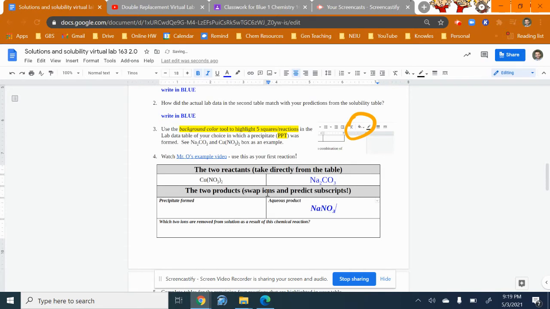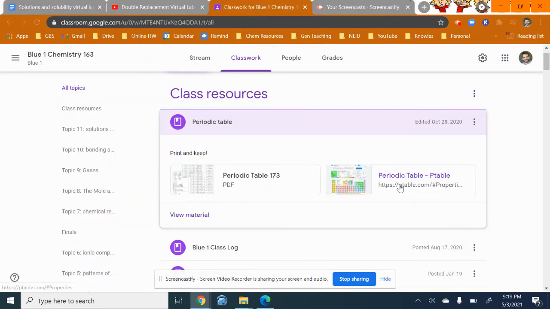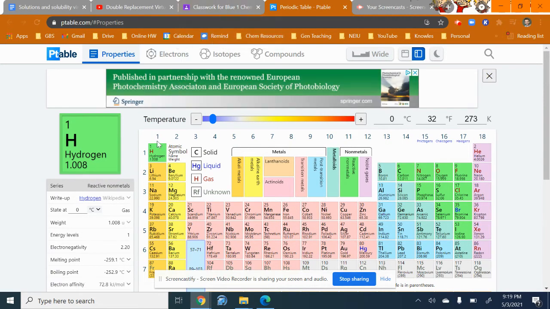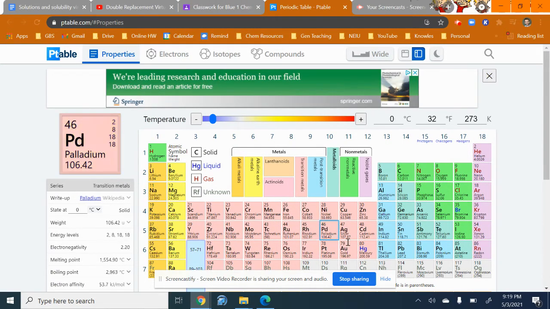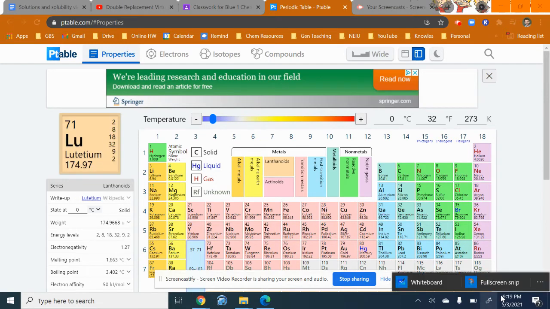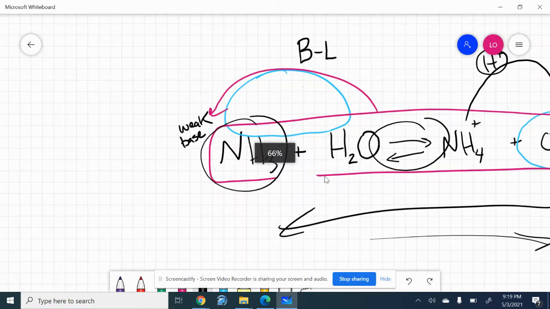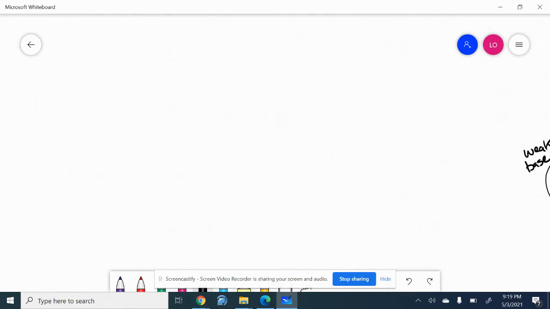I do need to check with my ions and predict subscripts. Do I need to add subscripts into this compound? In order to do that, I can pull up a periodic table. Na is in group 1. It has a positive 1 charge. So Na has a positive 1 charge.